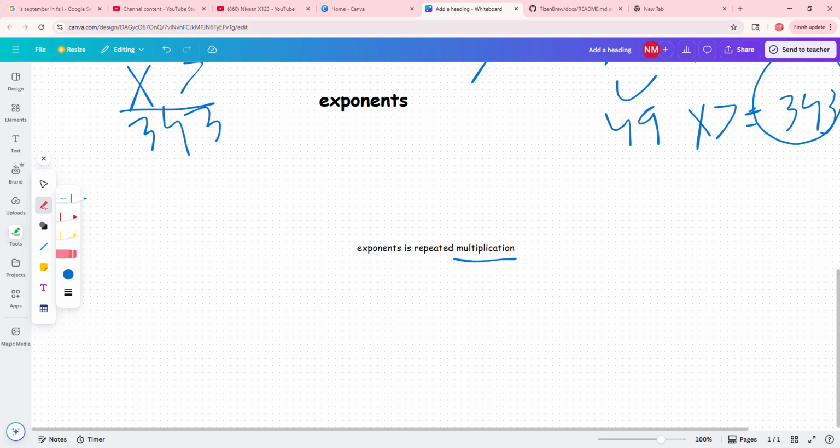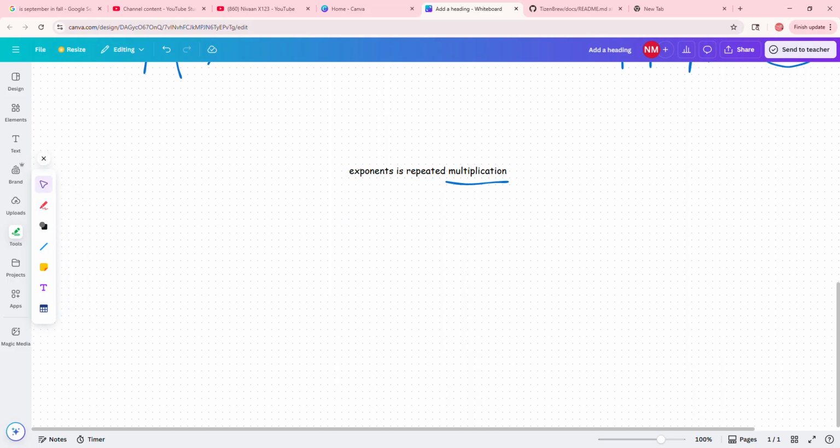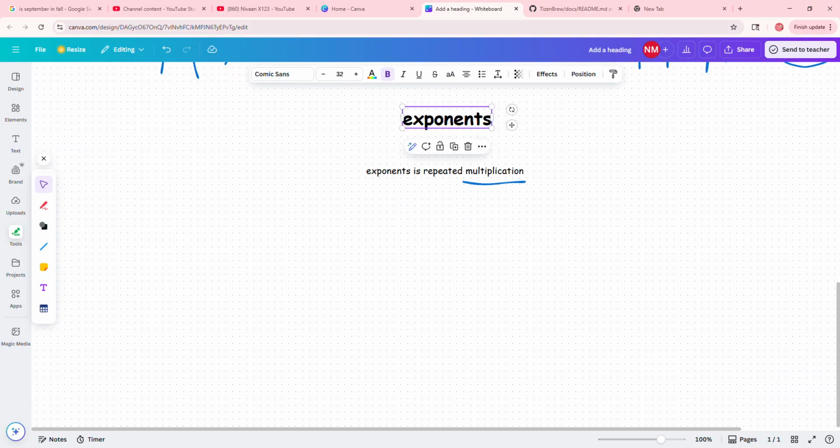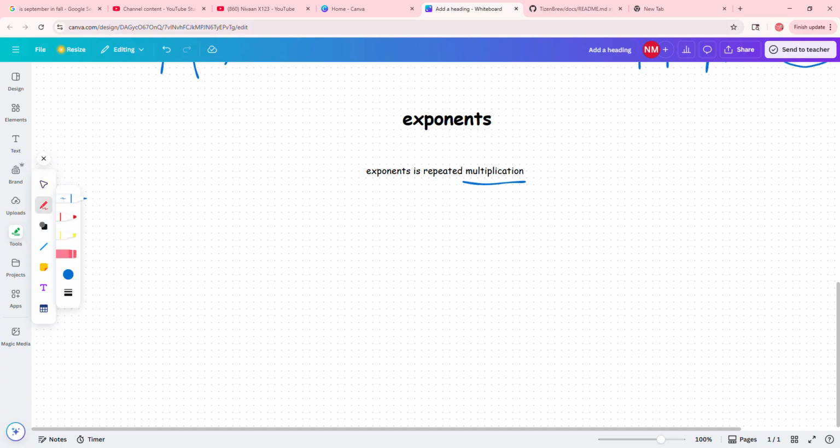So my take is that the concept of exponents is easy, but actually getting the questions correct is kind of hard, since some questions are really, really big. So, let's continue on.